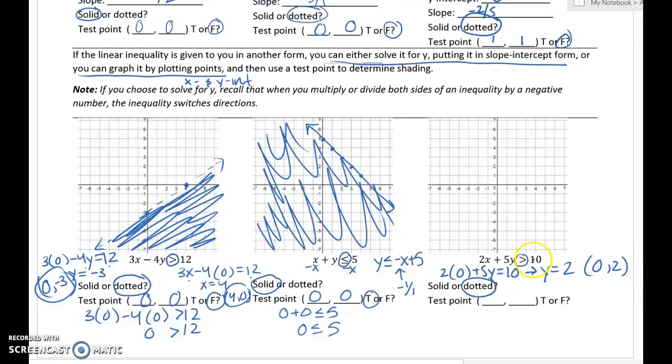If we plug in 0 for our y to find our x-intercept, we'll have 2x plus 5 times 0 equals 10, or 2x equals 10, so x equals 5. So our x-intercept will be 5, 0. So we have 0, 2 and 5, 0, and we connect that with our dotted line.